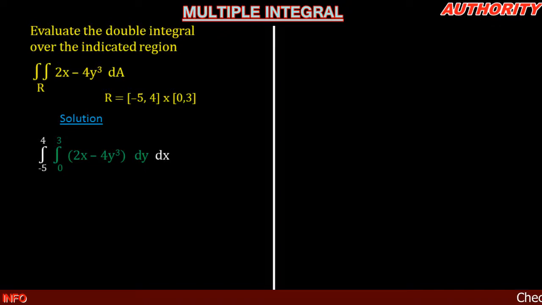So here we're going to have the integral from -5 to 4, and also the integral from 0 to 3 of (2x minus 4y cubed) in brackets dy dx. We started with x, we end with dx. You get it, right? Good.